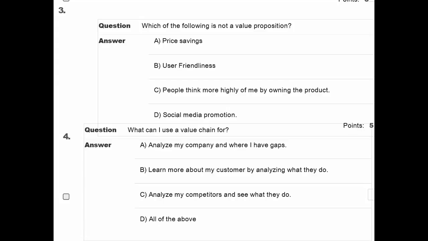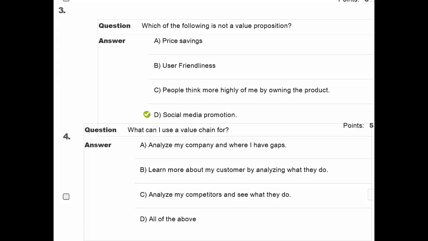Which of the following is not a value proposition? Now, the thing we know about value proposition is it's economic, it's psychological, or it's utility. It has usefulness. So price is economic. User friendliness is about utility. People think more highly of me by owning the product. That's esteem. That's psychological. So that leaves us with D, social media promotion. Social media promotion is not a value. Social media promotion is a technique.